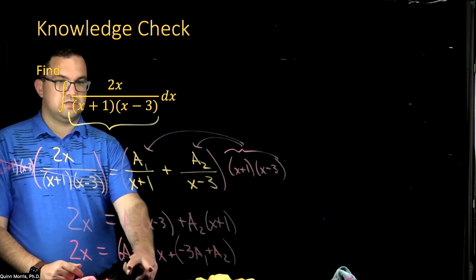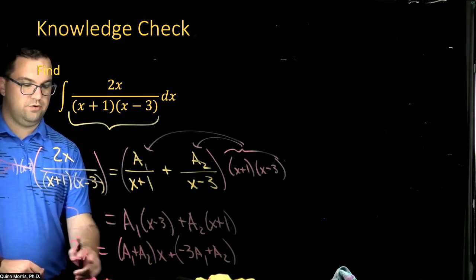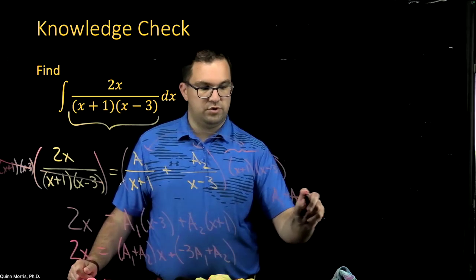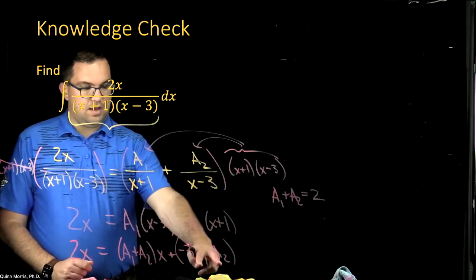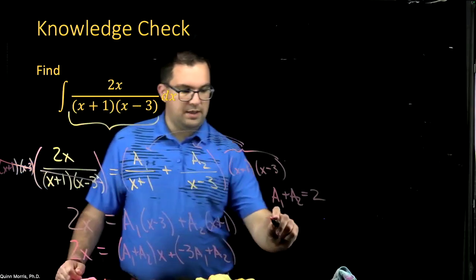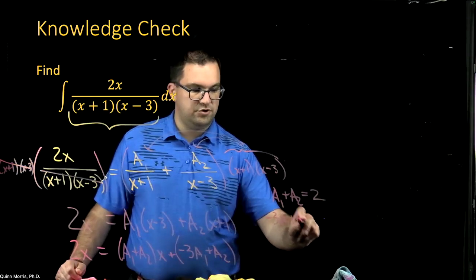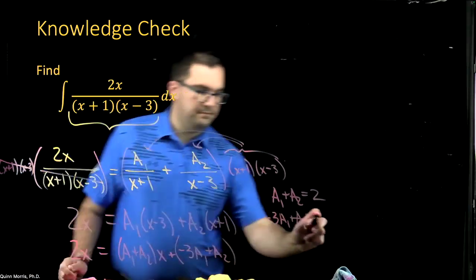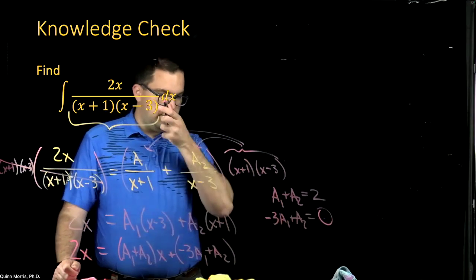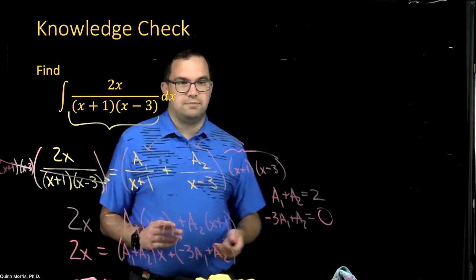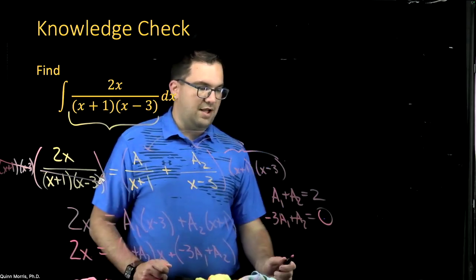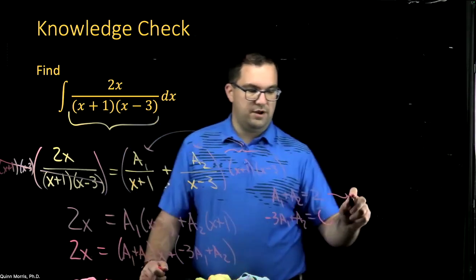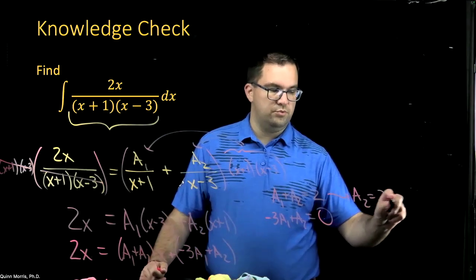And so now equating coefficients, I have A1 plus A2 times x here, and I have a 2x here. So I know I need A1 plus A2 to be equal to 2. I also have this constant term, minus 3A1 plus A2, which I know should be equal to 0 because there's no constant term over here. So if I look at this now, I have a number of options for solving this. And in fact, maybe the easiest thing to do here is to just take the first one and solve it for either variable. So A2 is equal to 2 minus A1.